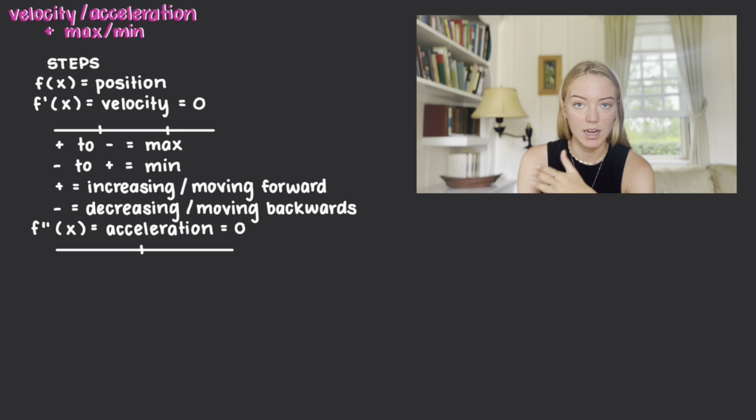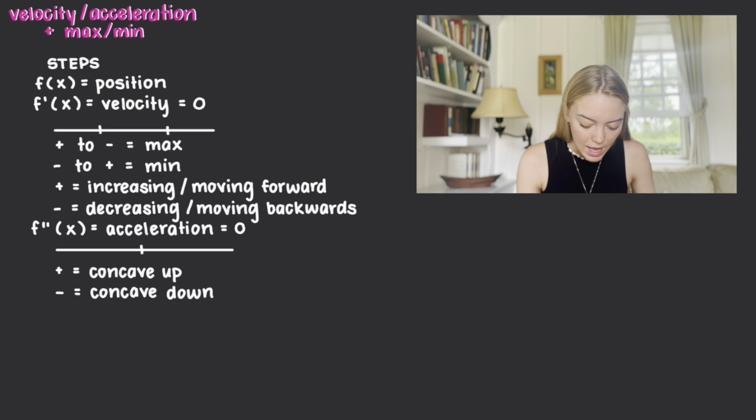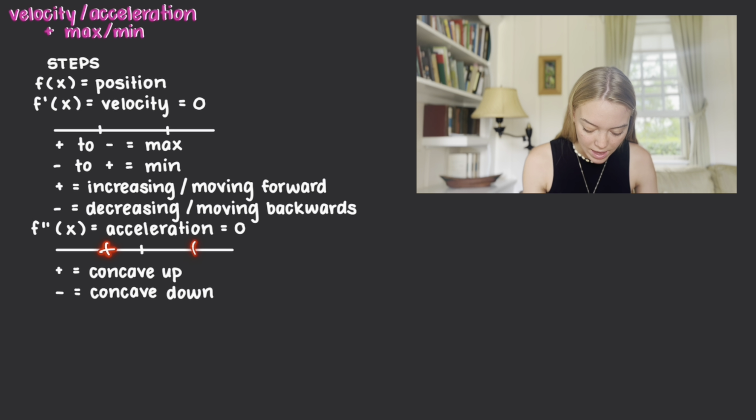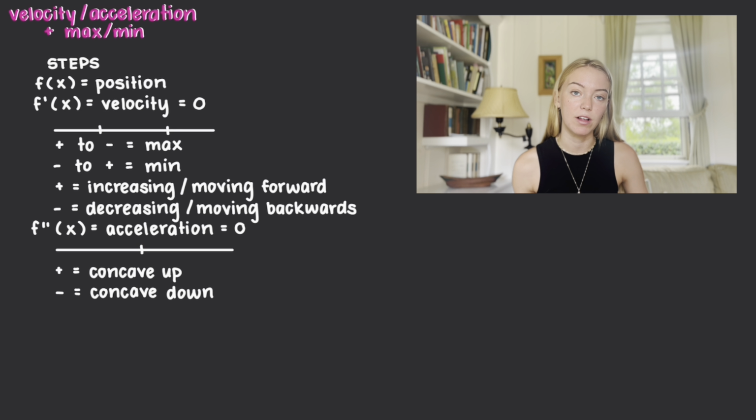Under acceleration, you can also tell what the inflection points are. So an inflection point is when the concavity changes, when it goes from concave up to concave down. Like this would be an inflection point right here. And it only happens if these signs are different. So this little point here would be an inflection point because the signs are different. However, if the signs were the same, then this point would not be an inflection point.